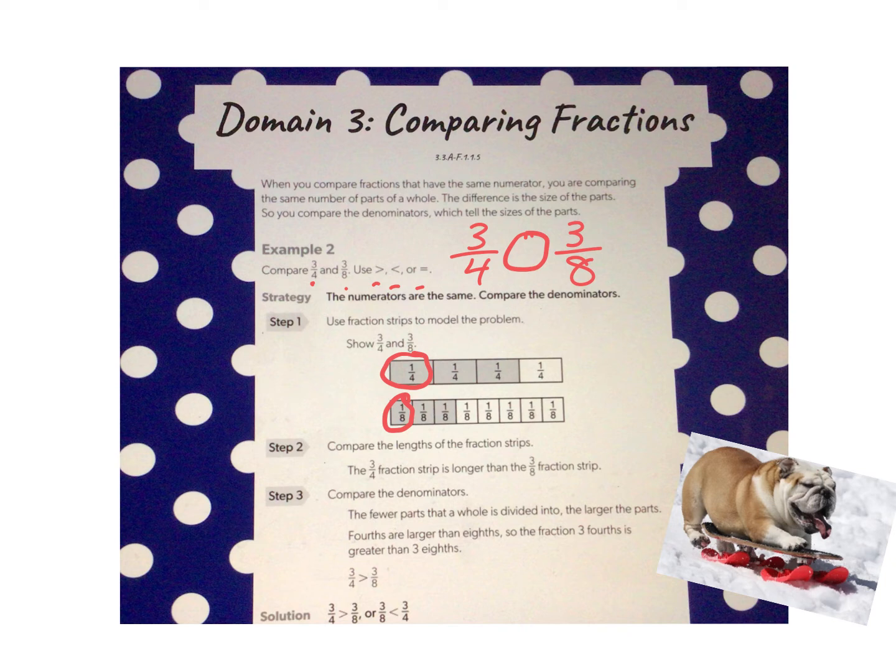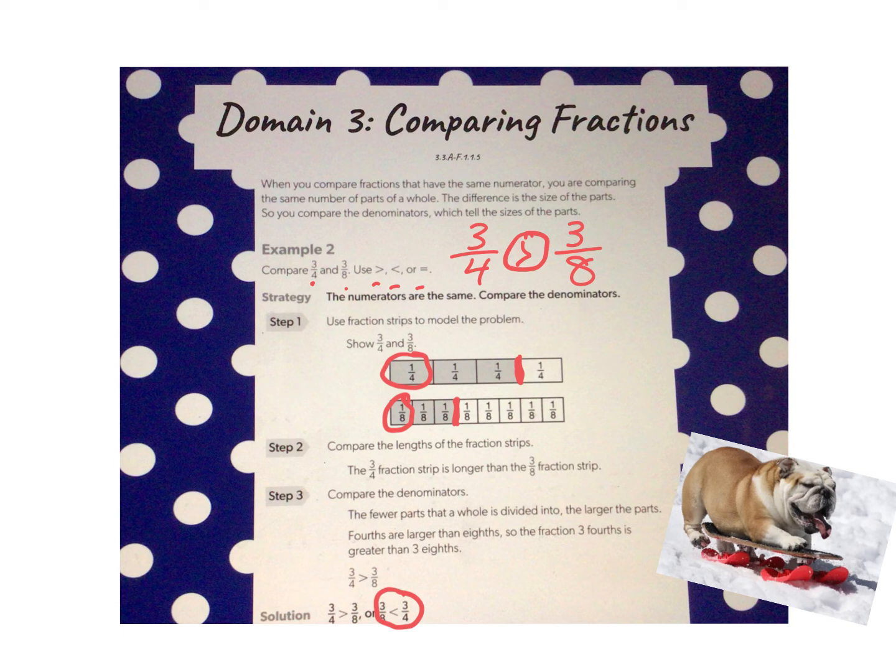So we can see that 3/4 goes to here and 3/8 goes to here. So that, my friends, is why 3/4 is greater or bigger than 3/8. And we can also say the opposite, where 3/8 is less than 3/4, just like it is written down here, okay? So we're going to continue practicing that some more.